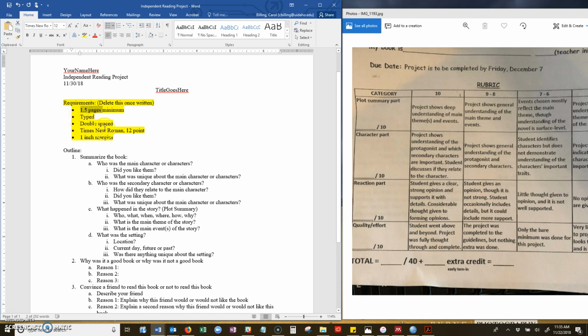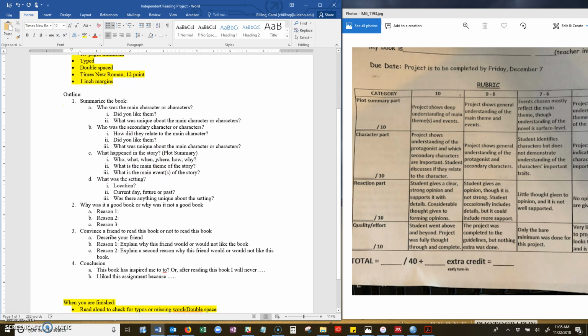These are the requirements for the assignment. So 1.5 pages is the minimum. Typed, obviously, because you're getting this. Double space it at the end. Your font is already set up to Times New Roman 12 point, and you've already got 1-inch margins on this document, so you're set there. Let me show you this outline.